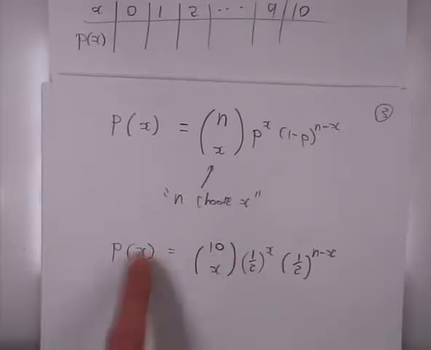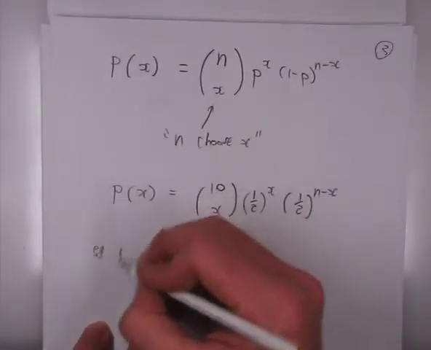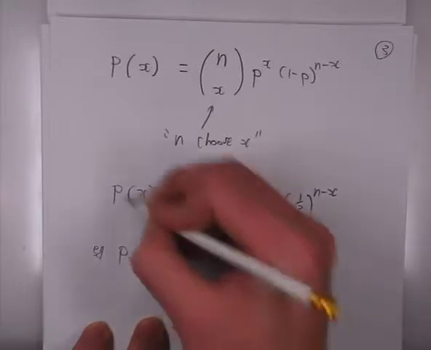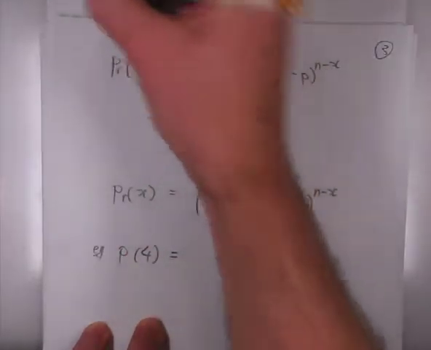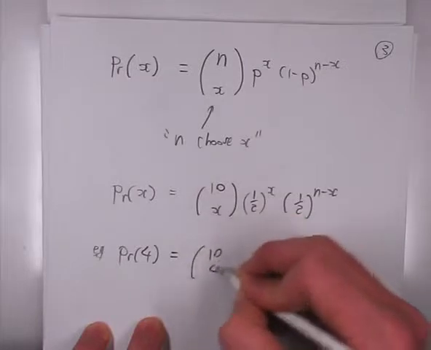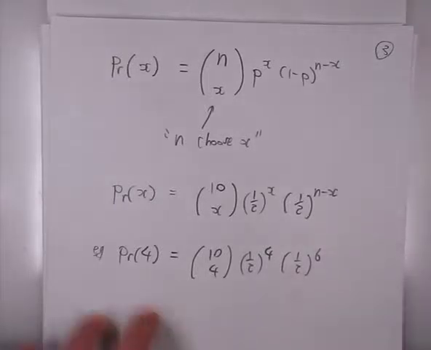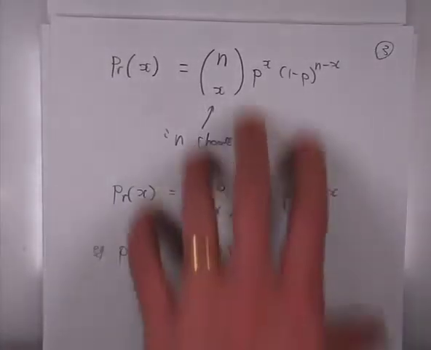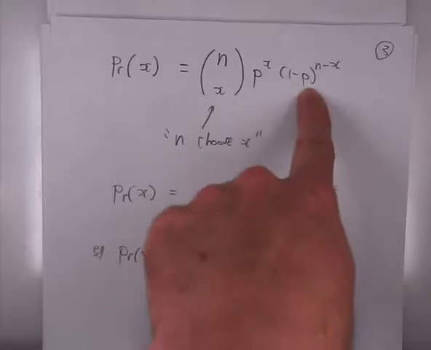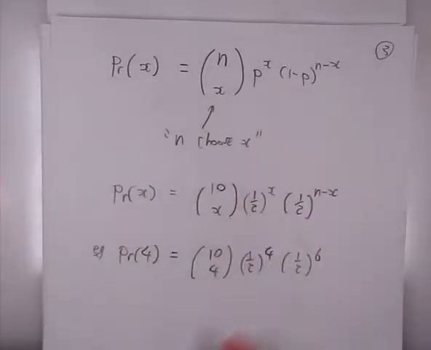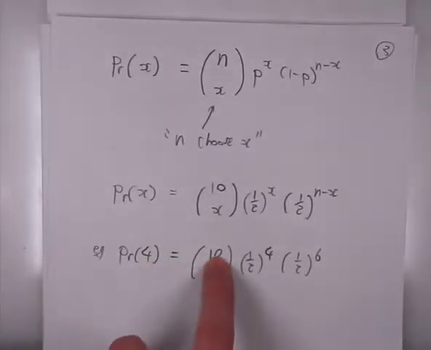So if I wanted x, say I wanted 4 of them, for example, the probability of 4 would be 10 choose 4, a half to the 4, a half to the 6. So I'm going to talk through this. When I look at this formula, I think, well, I want to get 4 heads. So out of the 10 tosses, I need to choose 4 of them to be heads. So 10 choose 4. That's where that comes from.